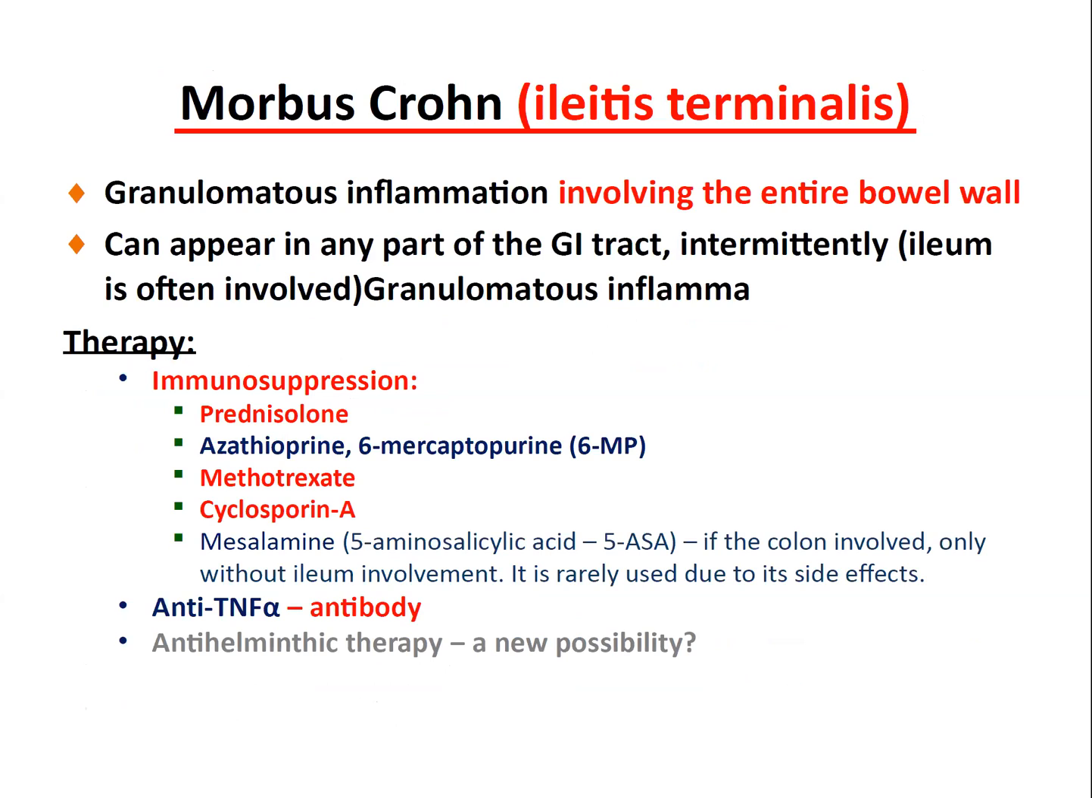Now, let's see specifically Crohn disease, which is called ileitis terminalis. That's a granulomatous inflammatory disease that usually involves the entire bowel wall. However, mostly the ileum is affected. And for the therapy, that's an immune-mediated process, so immune suppressors such as prednisolone, methotrexate, or cyclosporine could be used. And in the new area, biological treatment, such as an antibody against tumor necrosis factor, can be used in this patient.